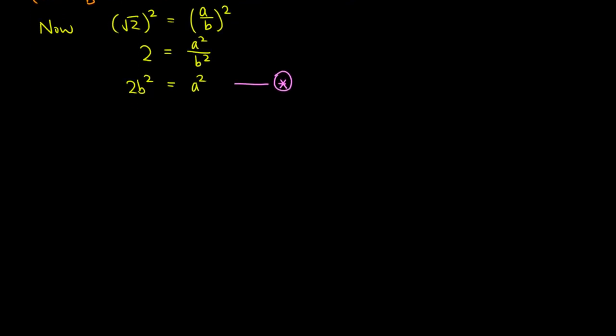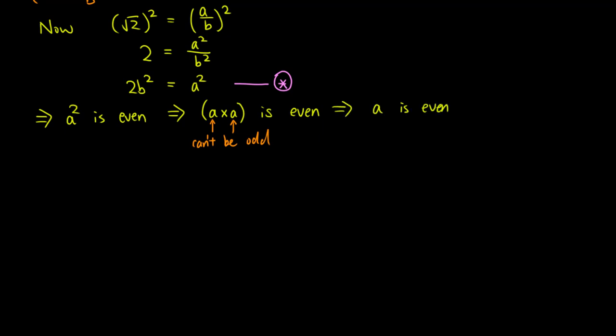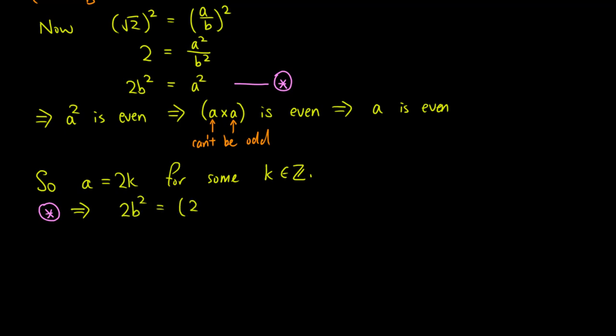Since a squared is 2 times an integer, we know that a squared is even. In other words, a times a is even. Then a cannot be odd, since an odd number times an odd number is again odd. So a must be even. This means that we can write a as 2 times k for some integer k. We can substitute this expression into the equation star to get 2b squared equals the square of 2k, which equals 4k squared. So, dividing both sides by 2, we have b squared equals 2k squared.